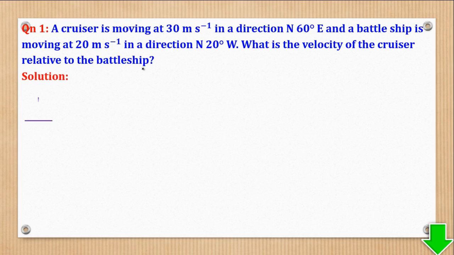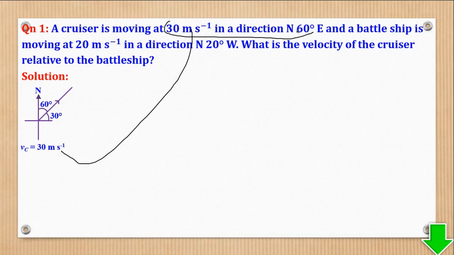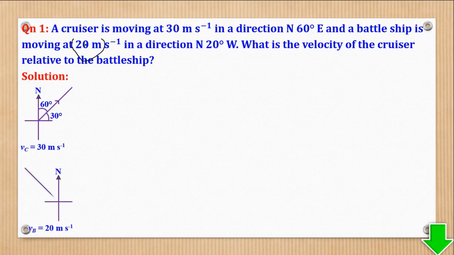So the first thing to do is to make an illustration of what is given so that we can get the magnitude and direction. So this is 30 meters per second, and it is north 60 degrees east. But remember we said for you to resolve, you need to get an angle to the horizontal. That's why you get this 30. That is for the cruiser. Then for the battleship, it is 20 meters per second in the direction north 20 degrees west, which is this. But our interest is the angle to the horizontal. That's why I get this 70. Then now we can resolve.